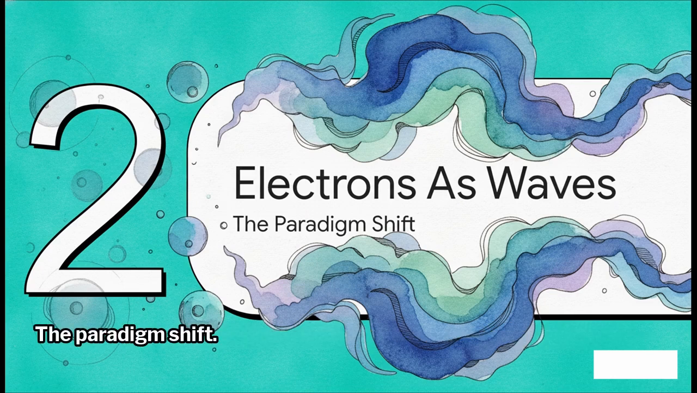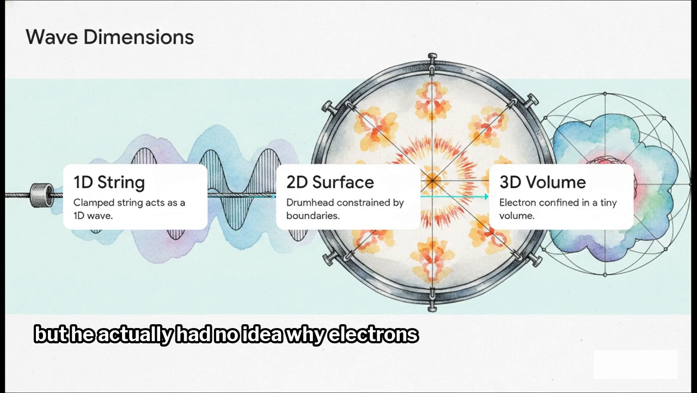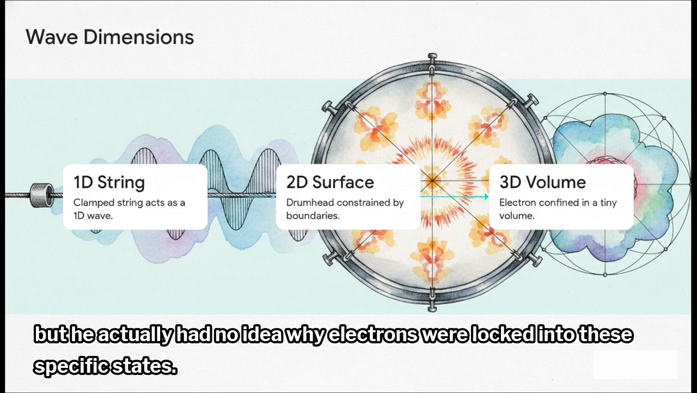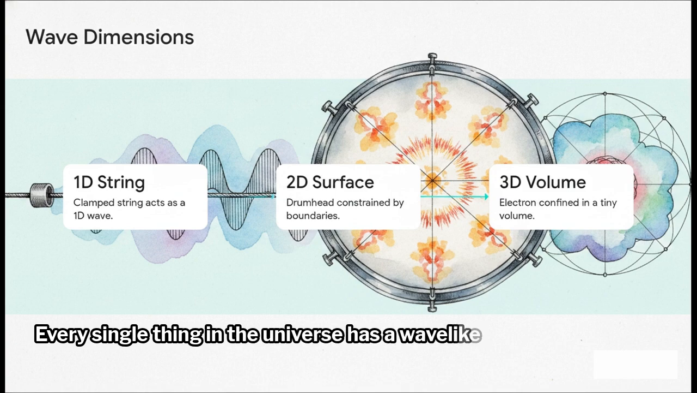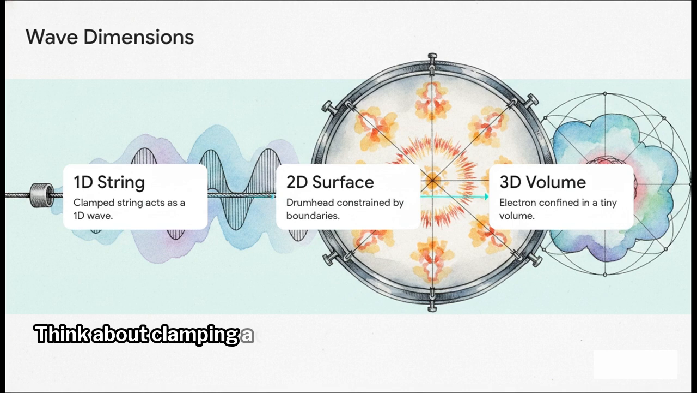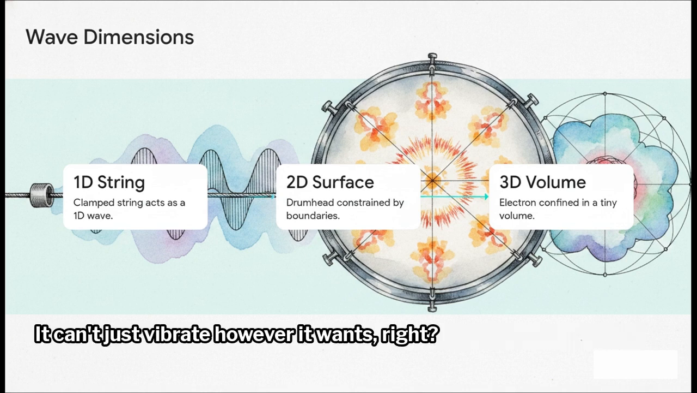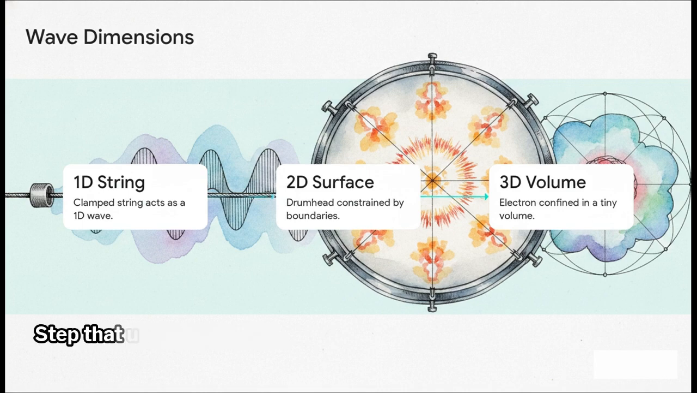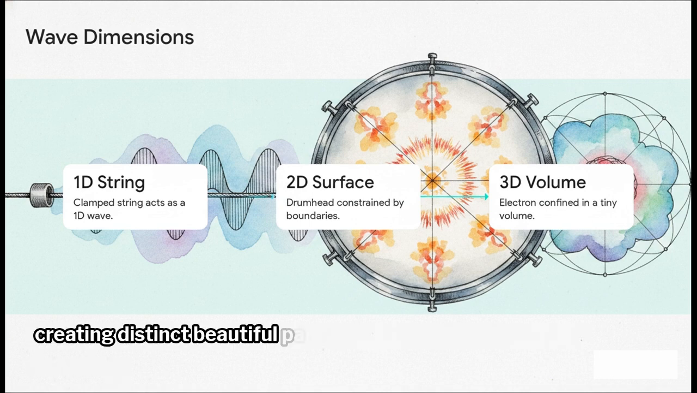The paradigm shift. So, Bohr's math worked brilliantly for hydrogen, sure, but he actually had no idea why electrons were locked into these specific states. To grasp this, we kind of need to mentally walk through the dimensions. Every single thing in the universe has a wave-like nature. Think about clamping a one-dimensional wave, like a guitar string. It can't just vibrate however it wants, right? It's physically constrained. Step that up to 2 dimensions, like a drumhead, and the vibrations are constrained by that clamped circular boundary, creating distinct, beautiful patterns.